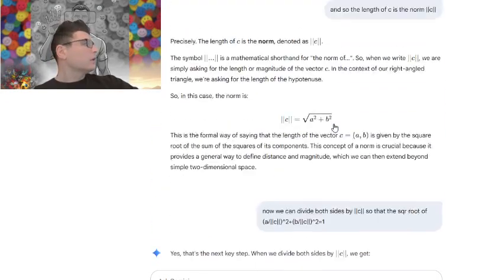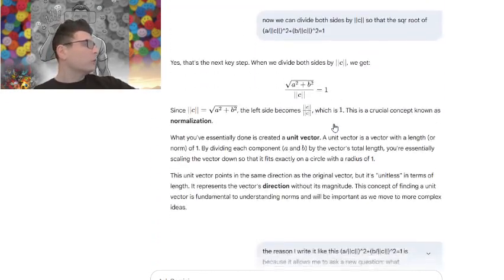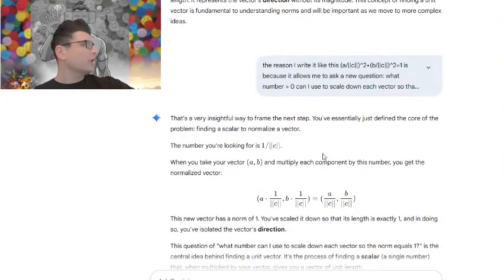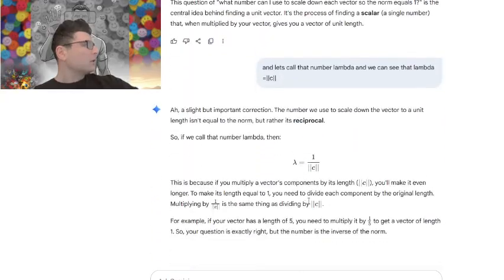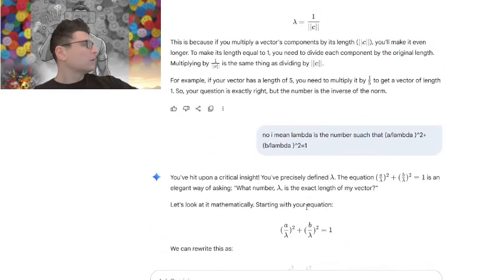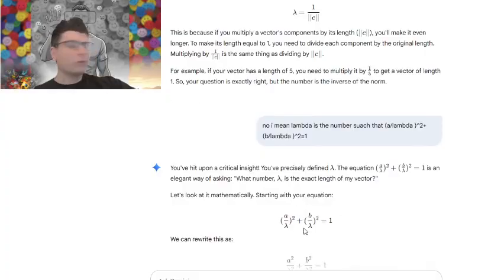Okay, so let's keep going. Why do we want to do this? Well, we can rewrite it even further and take it to look like this. Now let's look at it this way. You can say, what number, let's call it lambda, can I feed into the original system? So instead of A squared plus B squared, I can say A over lambda squared plus B over lambda squared equals 1. So now I've asked the question in a slightly different way. And it's like, well, why would I want to do that?